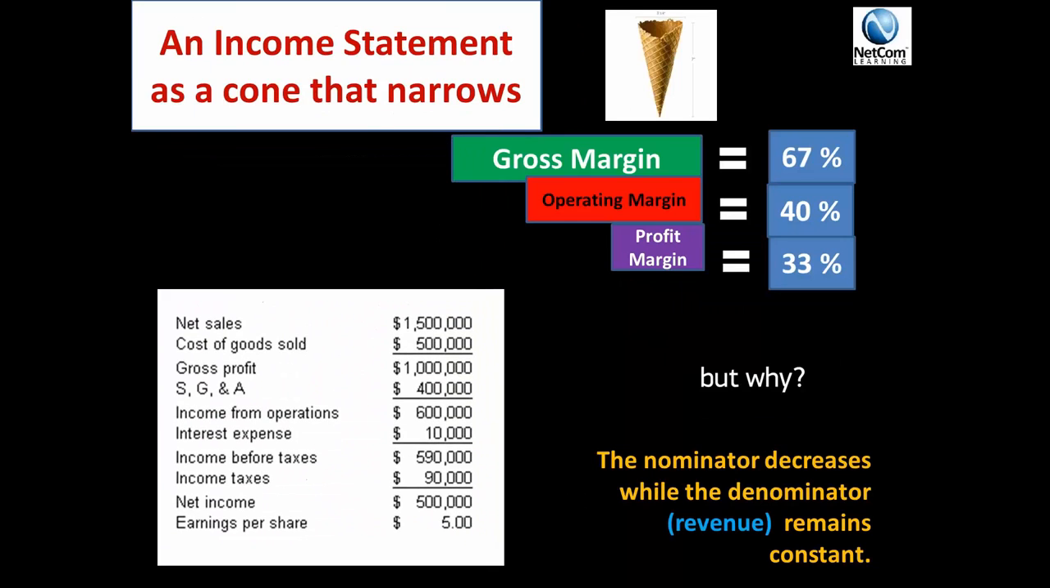And here we simply illustrate the same concept, but on your own you could work out the numbers, and we see that on the example that we gave of our income statement, the gross margin is 67%, the operating margin 40%, and our profit margin 33%. And this makes sense because the numerator is always decreasing, while the denominator, revenue, is always going to remain constant.